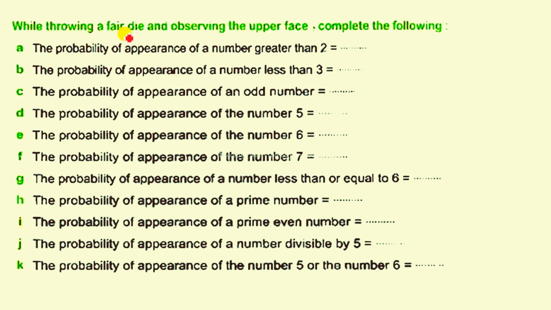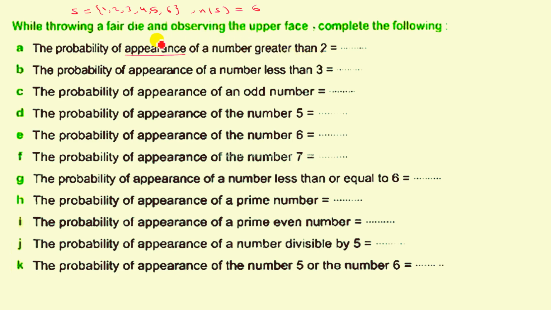While throwing a fair die and observing the upper face, complete the following. طبعا أول حاجة نكتب إيه؟ What is the sample space? 1 2 3 4 5 6. طبعا how many elements are there in the sample space? Number of elements in the sample space 6. The first, the probability of appearance احتمال ظهور a number greater than 2.